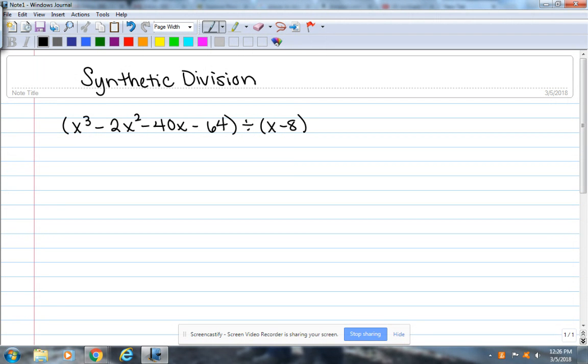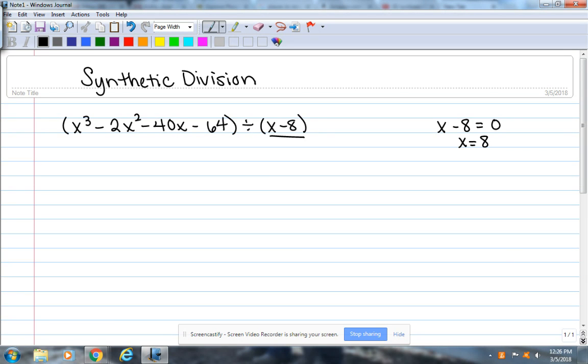So the first thing I want to do is get a zero of this polynomial from this binomial that we're dividing the polynomial by. The way we do that is we come over to the side and set that binomial equal to 0. And we'll add the 8 to both sides. And so x equals 8 is a solution to the polynomial. That means that this polynomial graph will cross the x-axis at 8 on the x-axis.